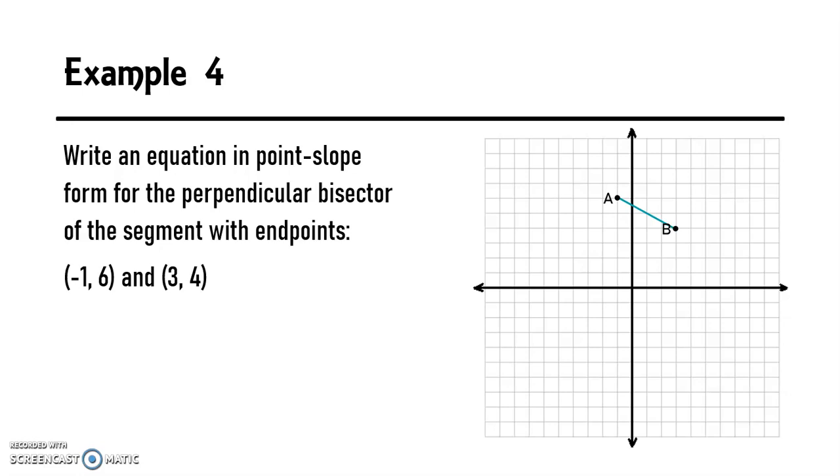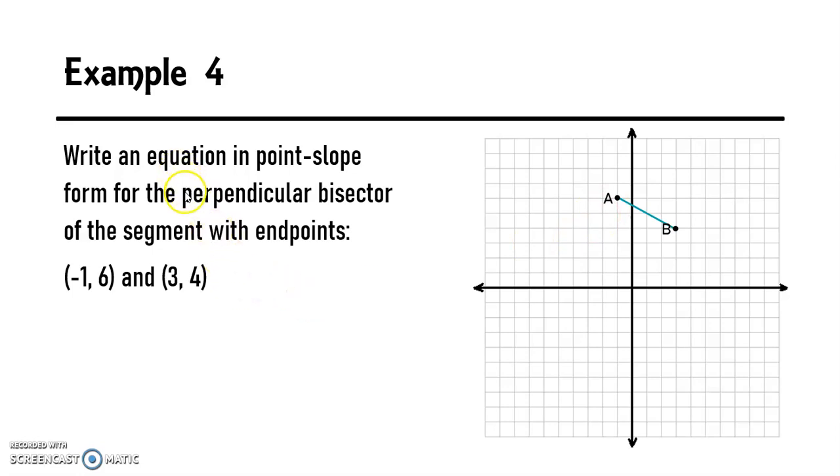In example 4, they ask us to write an equation in point-slope form for the perpendicular bisector of the segment with endpoints -1, 6 and 3, 4. So graphing is not necessary, but I graphed it so you can see what's going on, and it is going to help us a little bit.